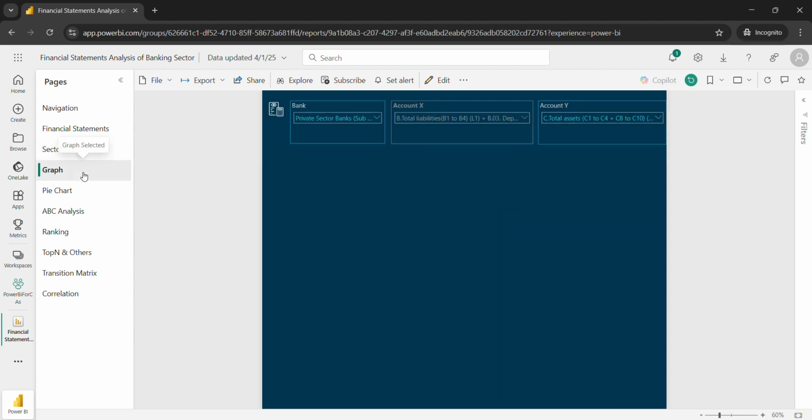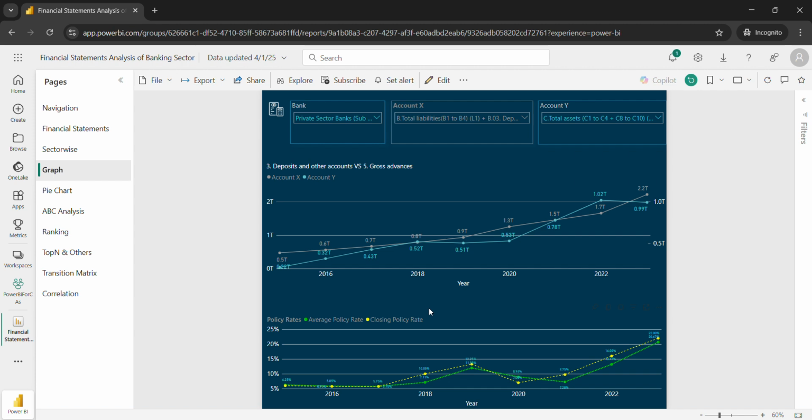Okay, so we also have graphs where we have combined two parameters that we can set. In this case, we are combining deposit accounts with advances, because we found that there is a direct relationship between these components in the banking industry. I've also placed the average policy rates in this yellow dotted line, and we have closing policy rates at the end of each period in this blue dotted line, so that we can compare multiple income and expense heads.